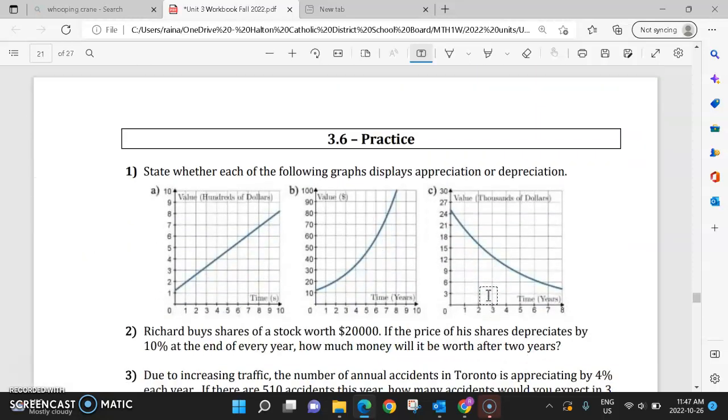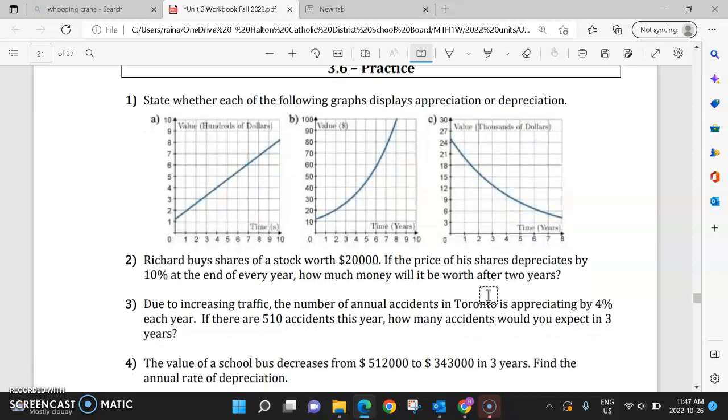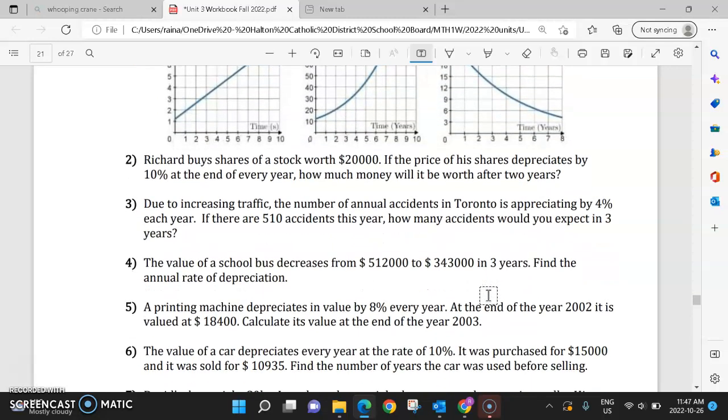For your homework, you can complete 3.6, whatever practice questions are assigned in your unit outline. The only thing I want to go over is maybe question 3. Try that one out. Which one was it that I wanted? No, question 4. So once again, we're looking at the value of a school bus. It decreases from $512,000 to $343 in 3 years. Find the annual rate of depreciation. Here, you're given your principal, and you're also given your future amount, okay? And you're given your time, which is 3 years.